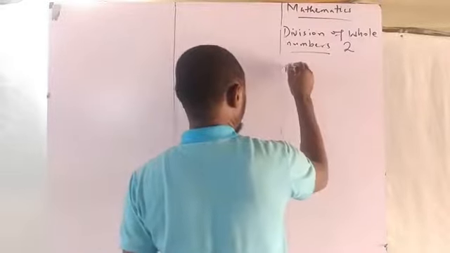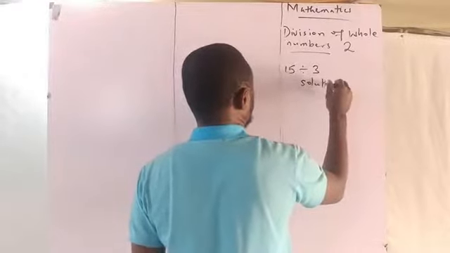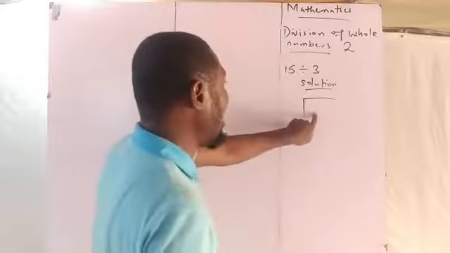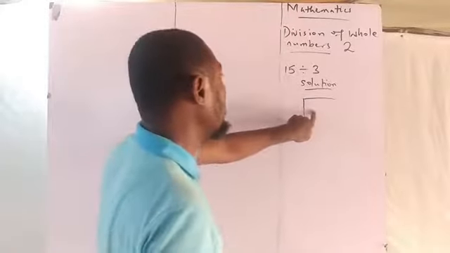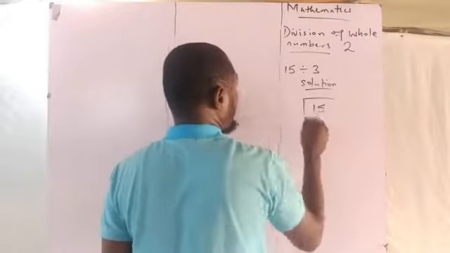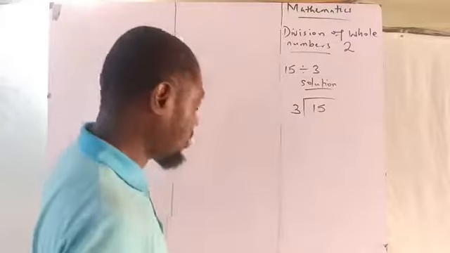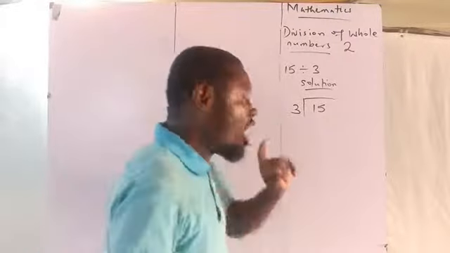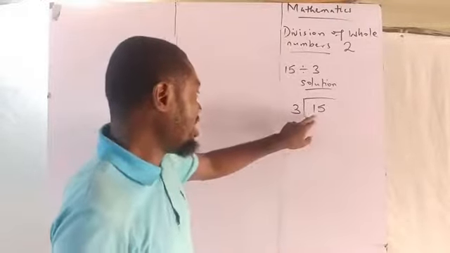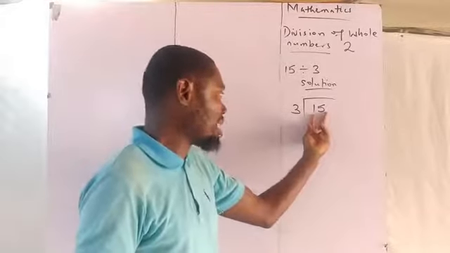Let's look at 15 divided by 3. Solution. In this sign of long division, put the dividend inside and put the divisor outside of it. That's how it works. Then let's divide. Always consider the first digit of the dividend. 3 in 1. Can 3 go in 1? The answer is no.